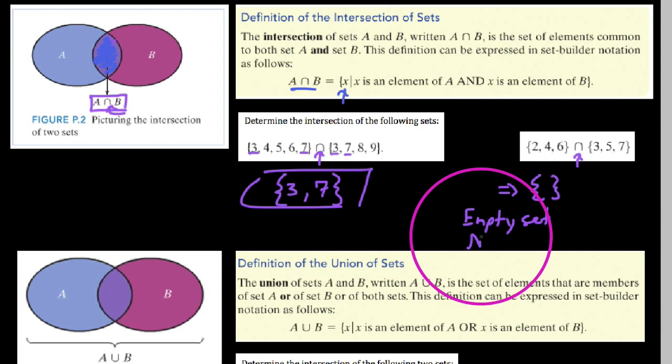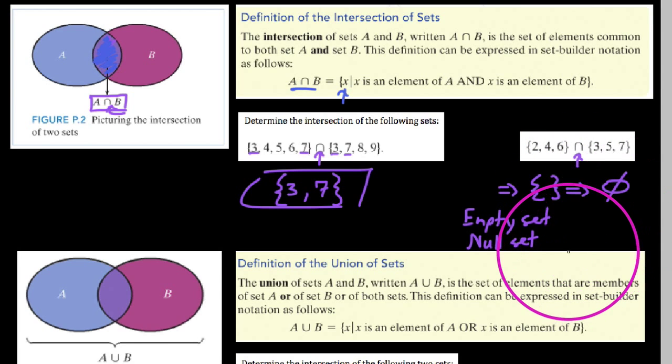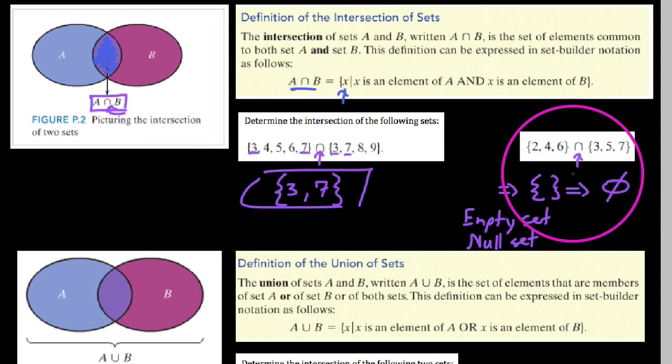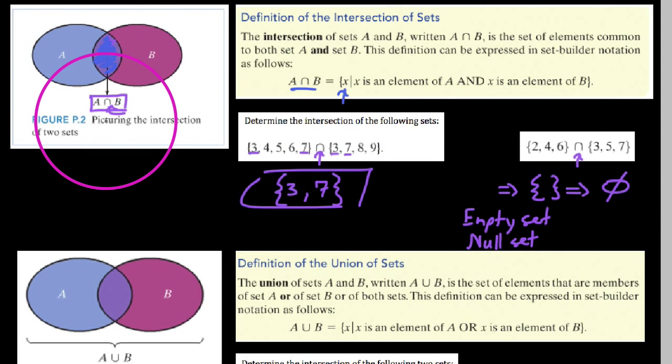We also refer to this as the null set, okay? Another way that you will see this written is a circle with a slash through it, okay? So basically it is the set containing no elements because they had nothing in common. We have talked about the intersection of two sets.